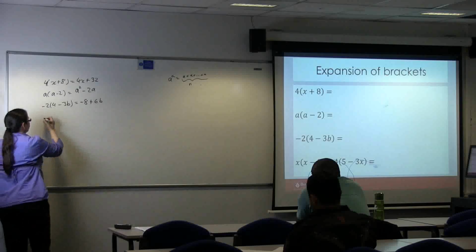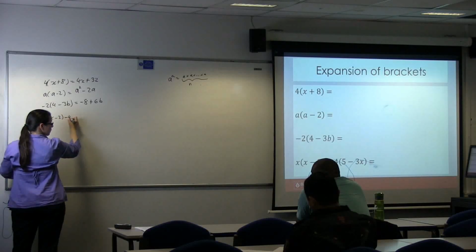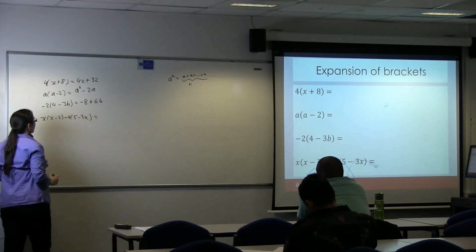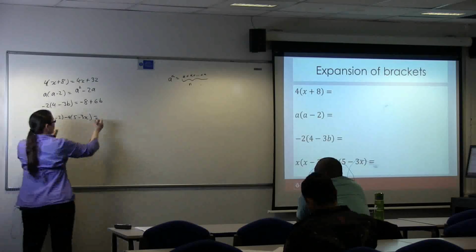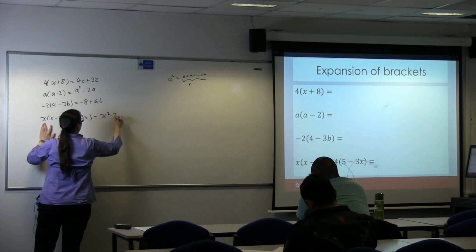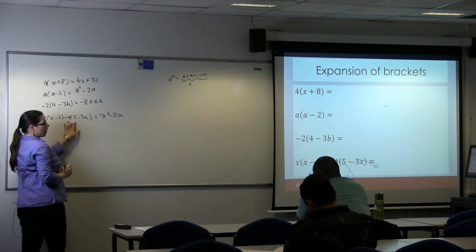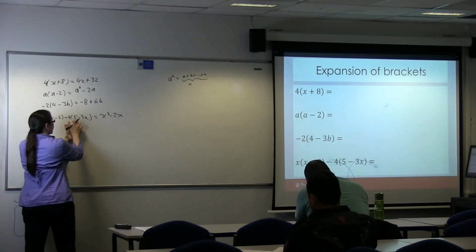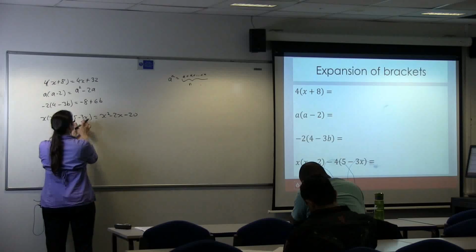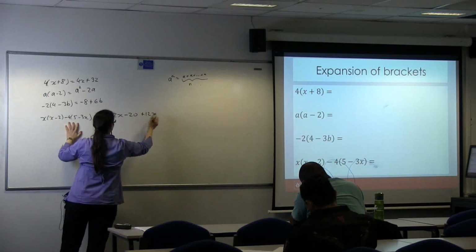And the last one, x times x gives me x squared, and x times minus 2 gives me minus 2x. Then I've got another bracket, which I also have to break up. Minus 4 times 5 gives me minus 20, and minus 4 times minus 3x gives me the positive 12x.